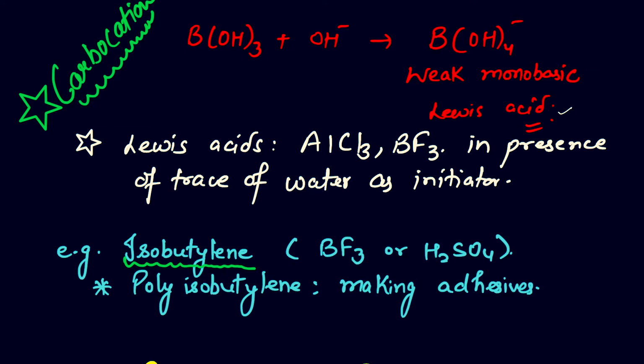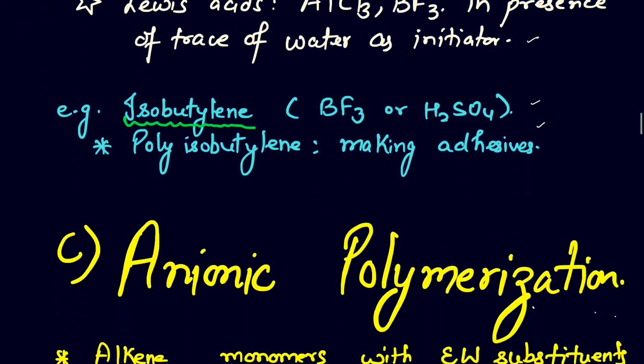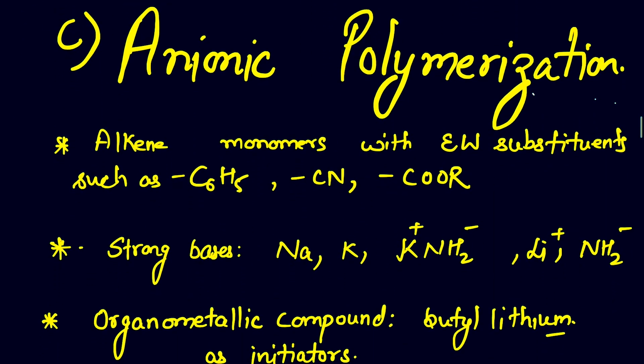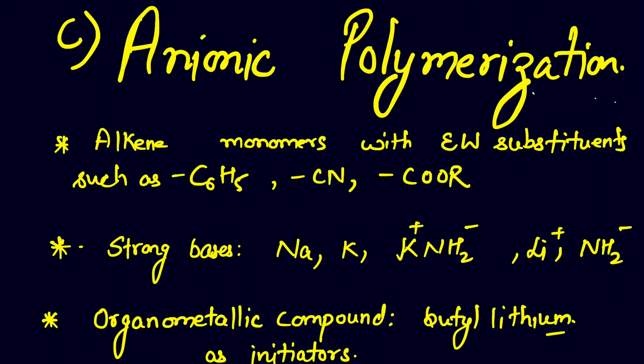It can occur in the presence of Lewis acids such as AlCl3, BF3, in the presence of a trace of water as initiator. Examples include polymerization of isobutylene. Now let's discuss anionic polymerization.